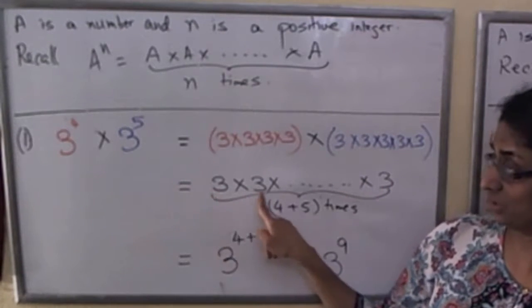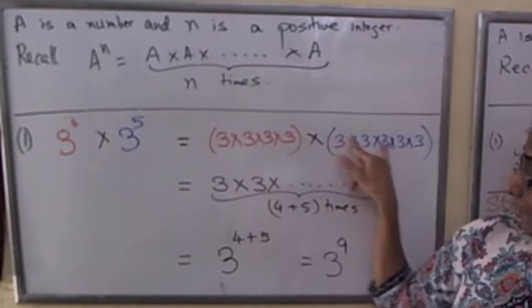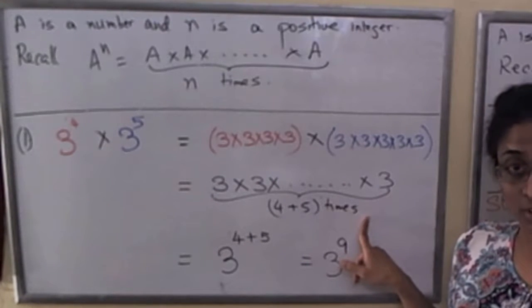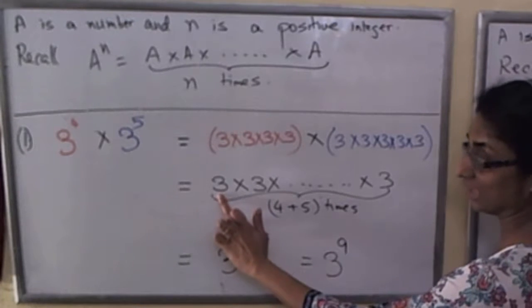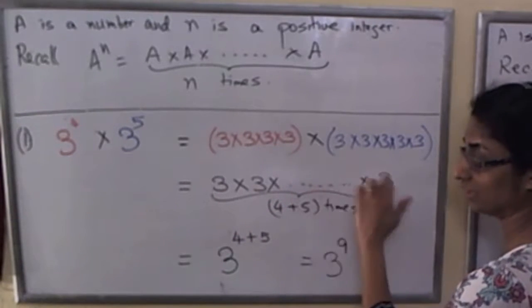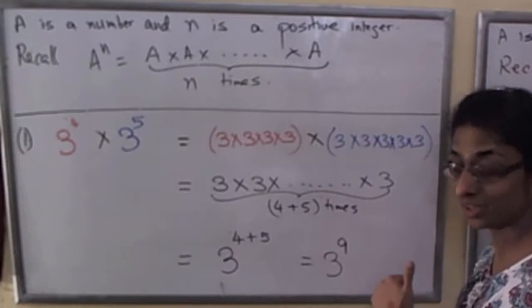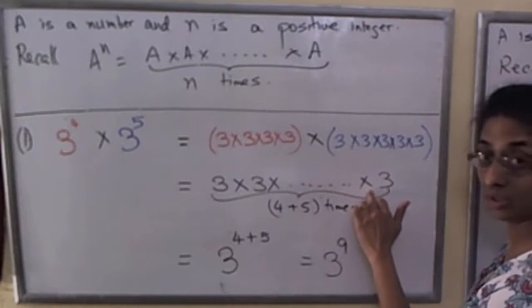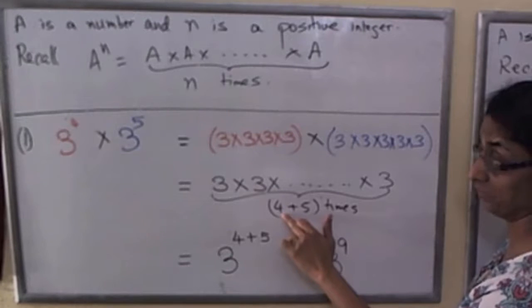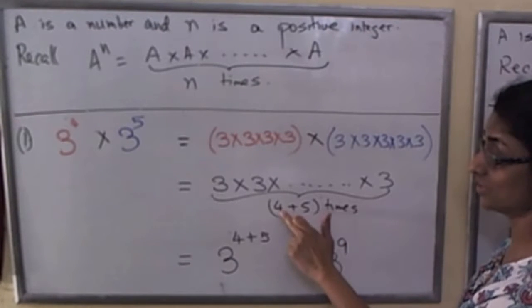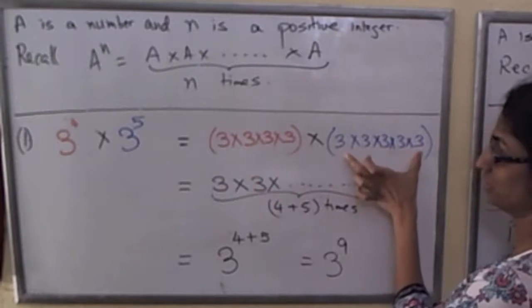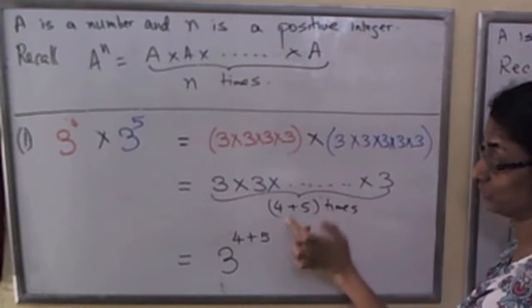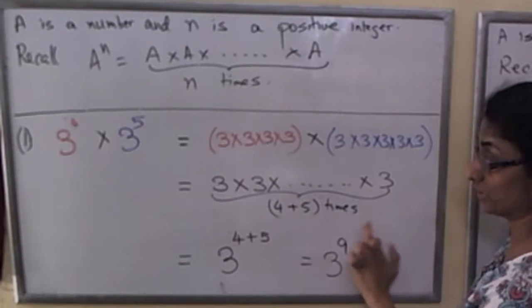I need to multiply 3 by itself, 4 plus 5 number of times. So I do not want to write 3 times 3 times 3 times like that, 4 plus 5 or 9 times. So I simply put dot dot dot, and here I could have written 9 times. I simply wrote 4 plus 5 just to help us remember. The 4 comes from here, the 5 comes from here. So I have 4 plus 5 times.